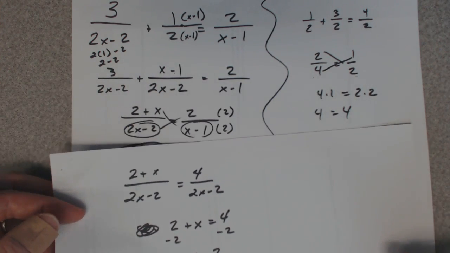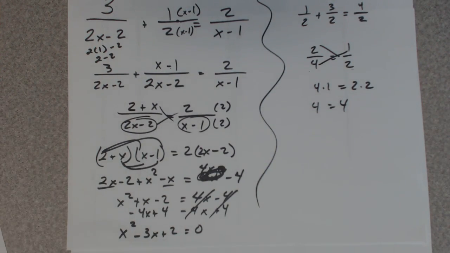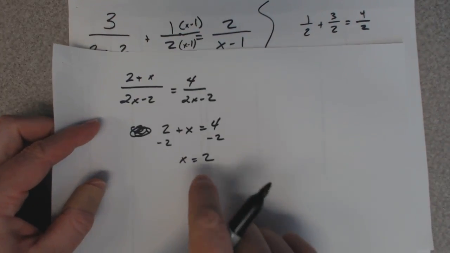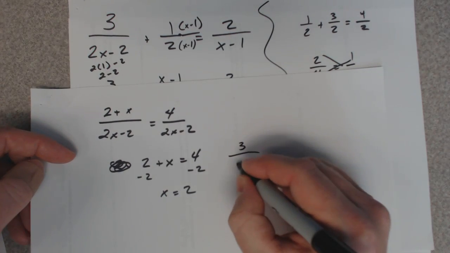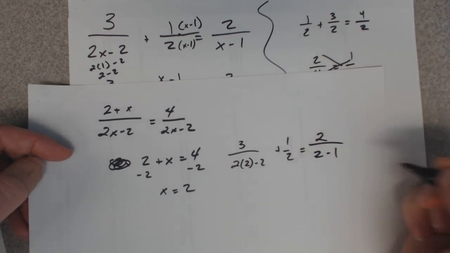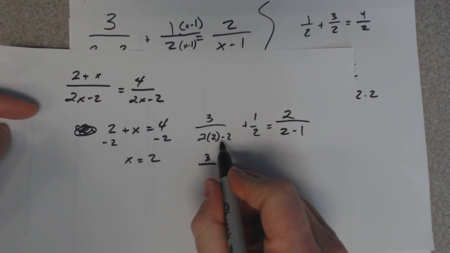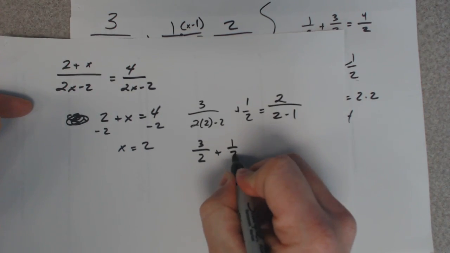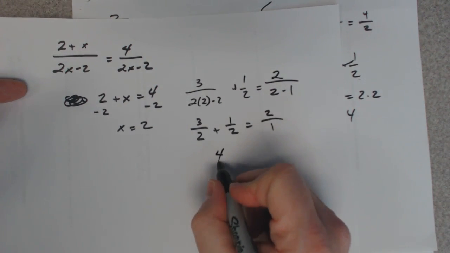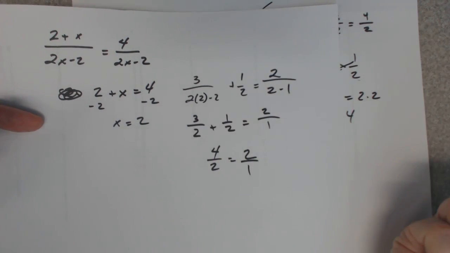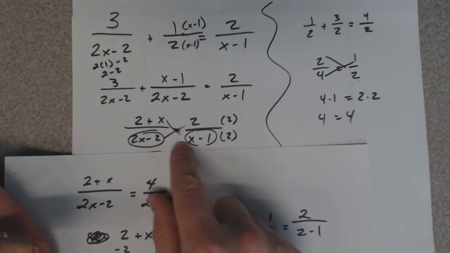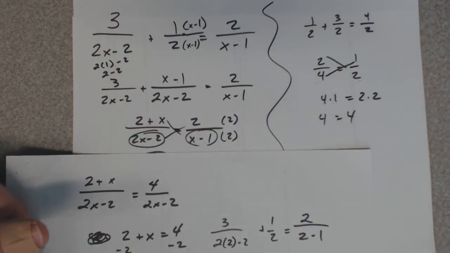You can either do this, or you can do all that where you saw the quadratic. Either way works, but you're still going to get the same answer. And then you want to double check your work, just like I did before. So plug that 2 in and see if it works. So that would be 3 over 4 minus 2. 4 minus 2 is 2. And 2 minus 1 is 1. So it's 3 halves plus a half. That's 4 halves, equal to 2 over 1. Yeah, it's equal to 2. So that's how you do those rational questions. I would suggest you just get the denominators equal to each other and then just set the tops equal. That's what I would suggest.